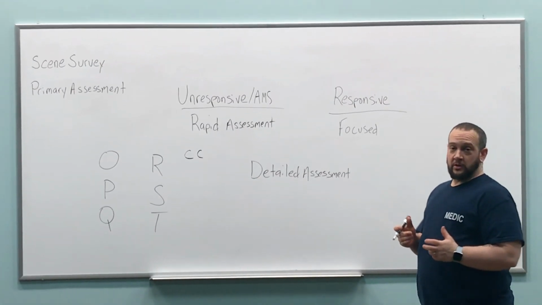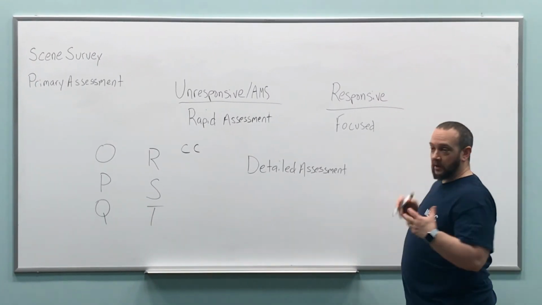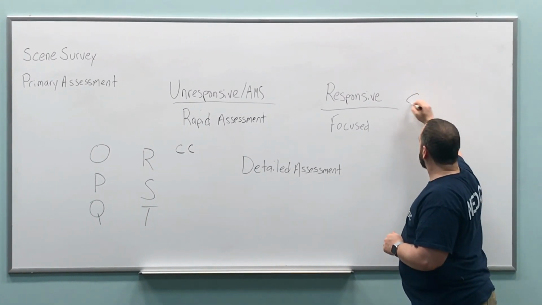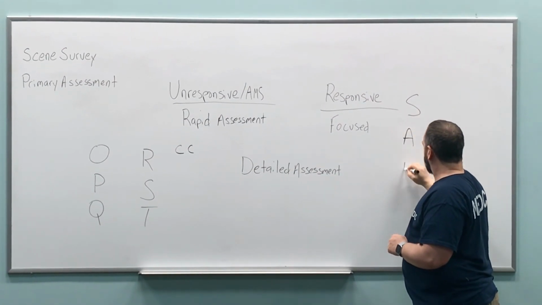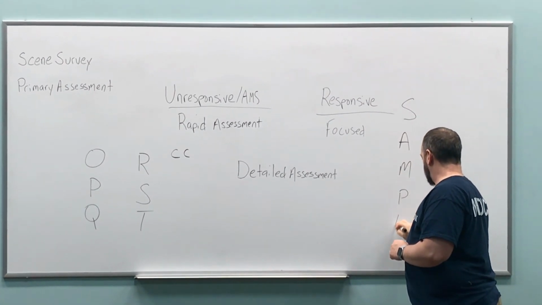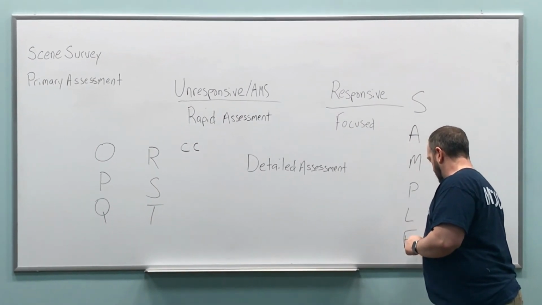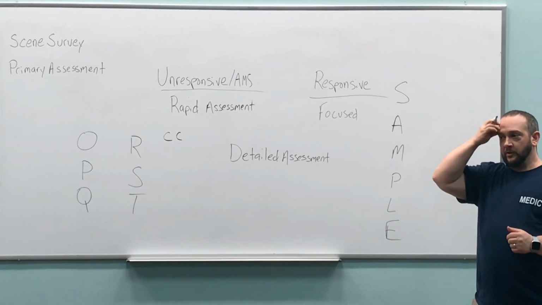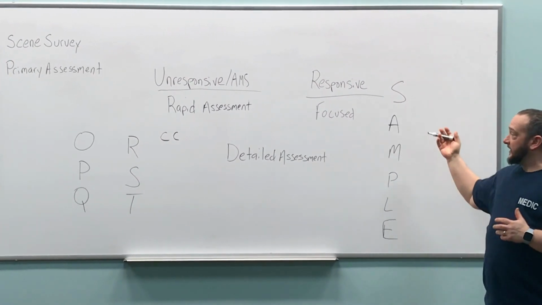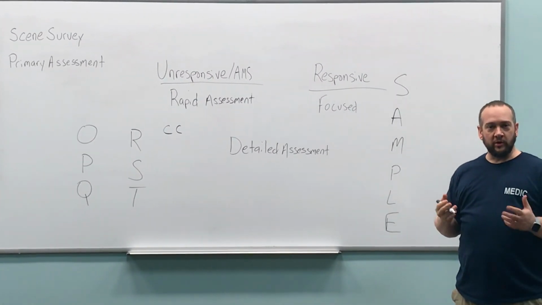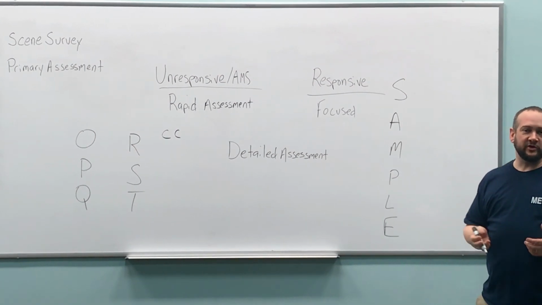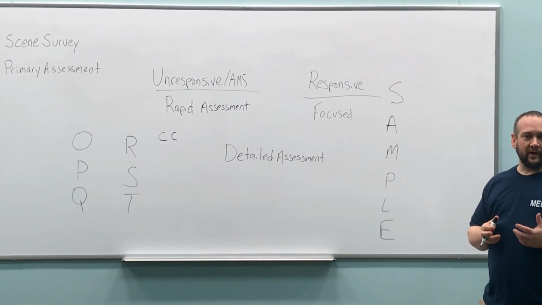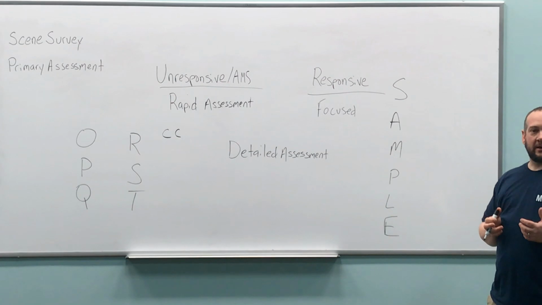So the other mnemonic that we have in our history taking is our SAMPLE. S is going to be for our signs and symptoms. Remember, in talking about our vital signs, a sign is something that's outward and measurable. A symptom is something that the patient complains about, but I don't have any way of measuring that.